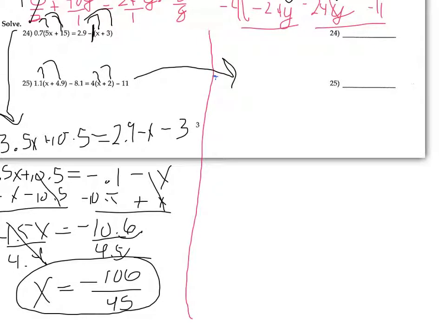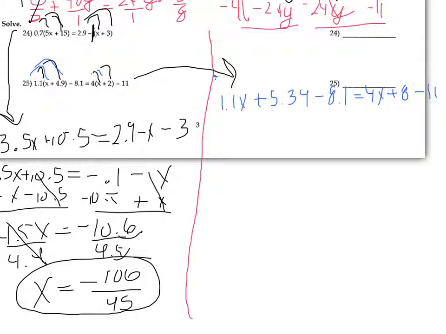So we do this. So distribution of that negative, that 1.1 times x, that's 1.1x. 1.1 times 4.9, well, 4.9 times 1.1 is 5.39, so plus 5.39, then minus our 8.1 equals distribution here. 4 times x is 4x. 4 times 2 is plus 8. And then finally our minus 11. So we've distributed to get rid of the grouping symbols.